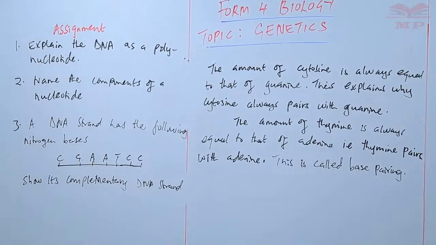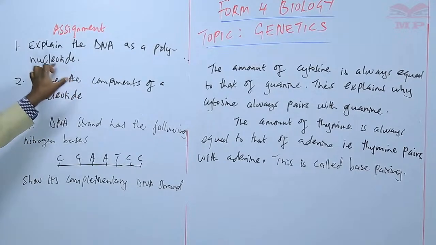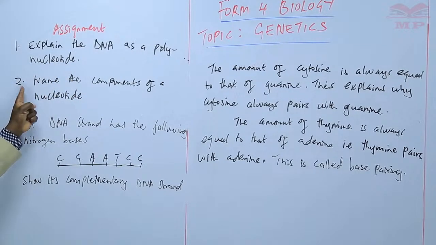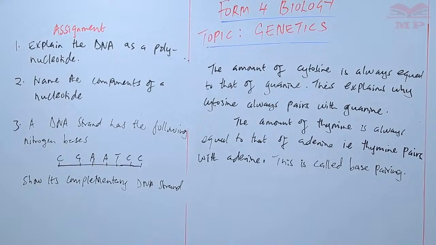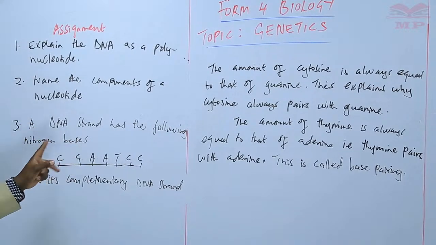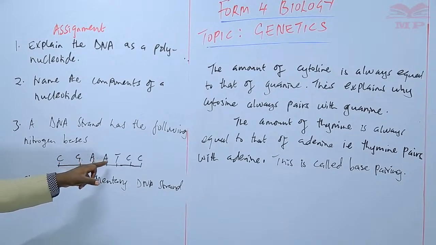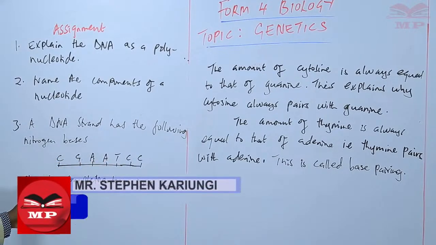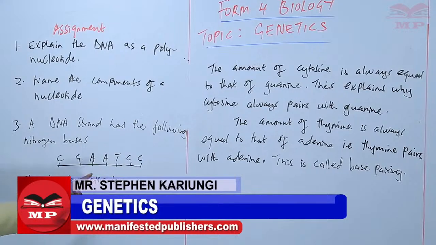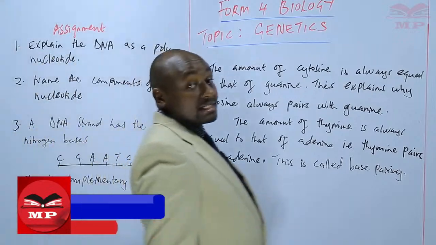So the assignment: 1, explain the DNA as a polynucleotide. Explain why we say that DNA is a polynucleotide. 2, name the components of a nucleotide. And 3, a DNA strand has the following nitrogen bases: C, G, A, A, T, C, C. Show its complementary DNA strand. So we'll stop there until next time.